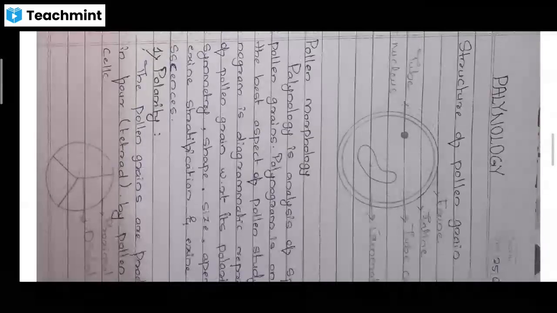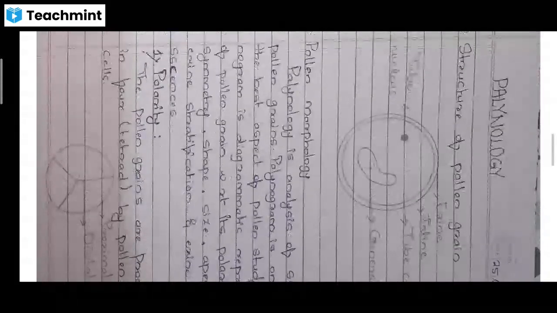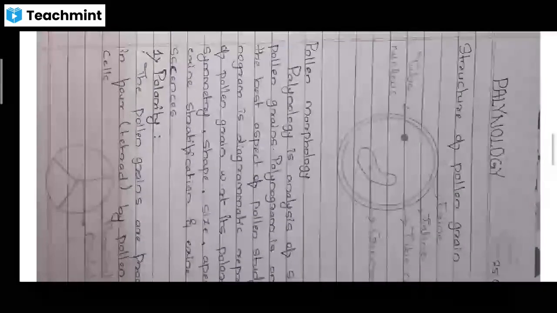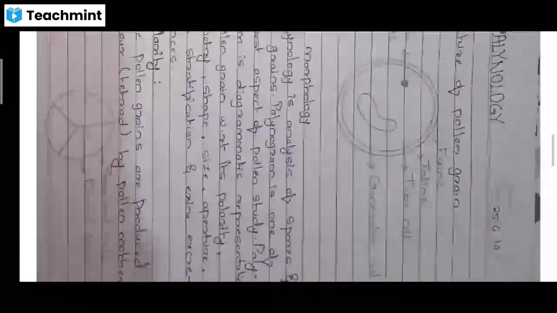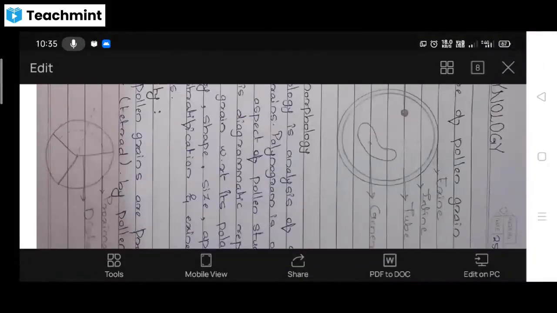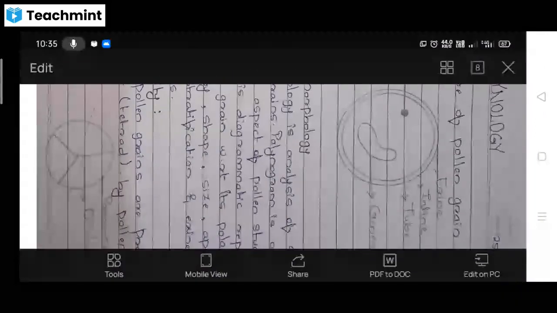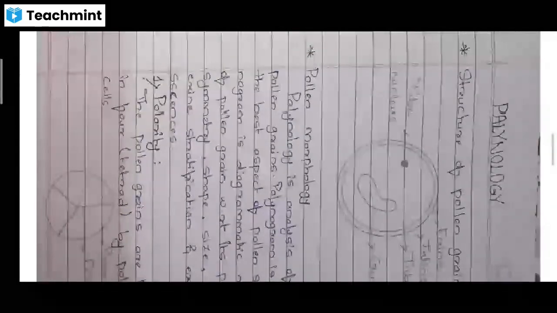First of all, palynology is the study or analysis of spores and pollen grains. And the palynogram is one of the best aspects of pollen study. The palynogram is the diagrammatic representation of the pollen grain, with respect to different aspects like polarity, symmetry, shape, size, aperture, exine stratification, and exine excretions. According to these aspects, the diagrammatic representations of the pollen grains are made, and these are known as the palynogram.